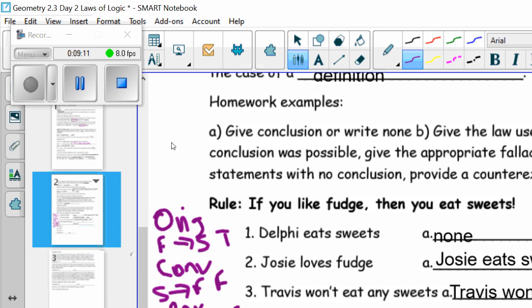Again, the rule, if you like fudge, then you eat sweets. Number 4, Rory doesn't like fudge. So over here, no fudge, that was my inverse, and no sweets. So if Rory doesn't like fudge, then Rory doesn't eat sweets. Well, that's not true, because maybe it's just fudge he doesn't like. So my conclusion is none. My fallacy, this was the inverse that we looked at, so this is the FOI. And again, you might like other sweets besides fudge.